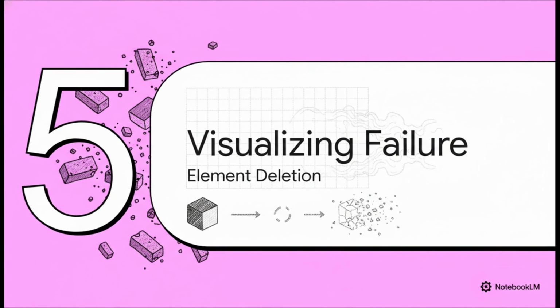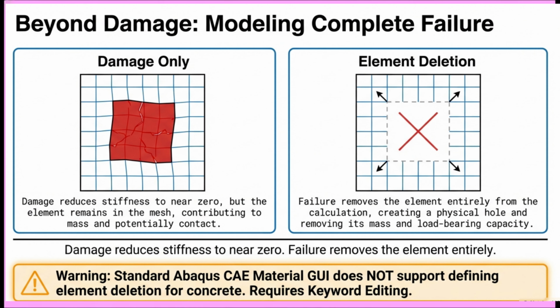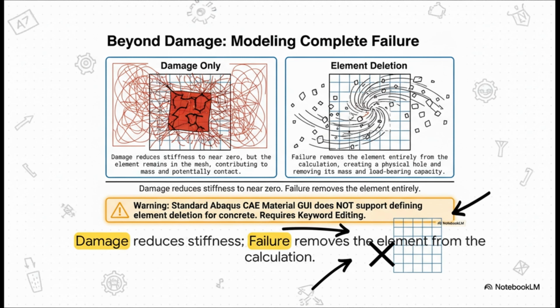All right, now for a feature I know a lot of you are interested in. How do we make the failing elements totally disappear? This gives you that really dramatic and often more realistic visualization of how something completely breaks apart. So it's really important to get the difference here. The damage parameter we just set up only makes an element super weak. It basically turns it to mush, but the element is still there, it's still in the mesh. To get true failure, where the element is completely removed from the calculation, we have to take an extra step that you won't find in the normal menus.